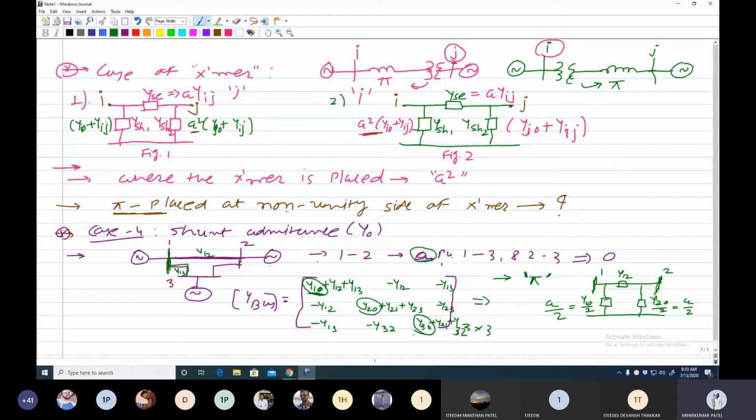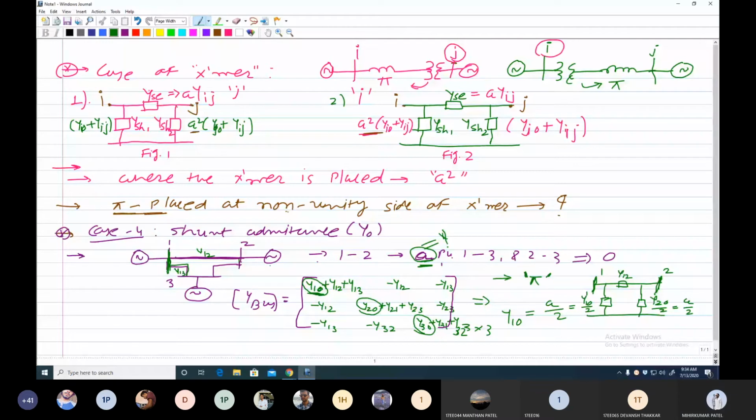Clear? So for this network, for this particular matrix, what is the value of Y10? If you get it, just write down Y10 dash by 2. That means you will directly calculate Y10 is equal to, yes. Why am I dividing these shunt admittances equally on both sides? Here I have divided this shunt admittance A equally on both sides. What is the reason?